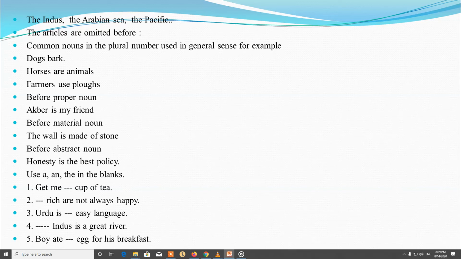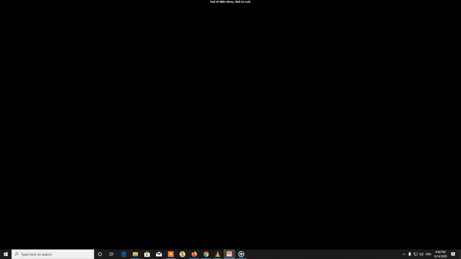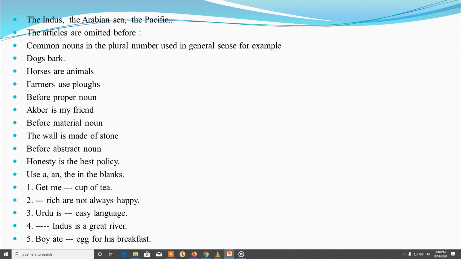Okay, now here are 5 sentences. You have to use a and the in the blanks. The number one is get me a cup of tea. Number two, the rich are not always happy. Number three, Urdu is an easy language. Number four, the Indus is a great river. Number five, boys ate eggs for his breakfast. Okay, is that clear? Now come to OPE, Oxford Progressive English.